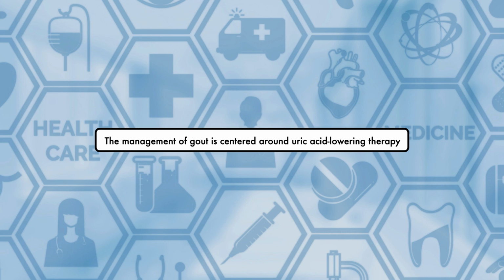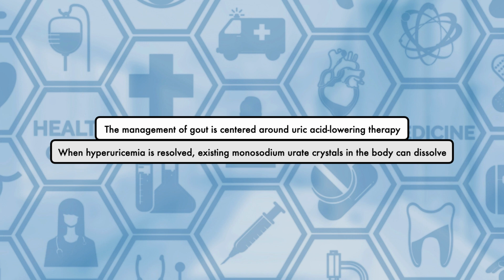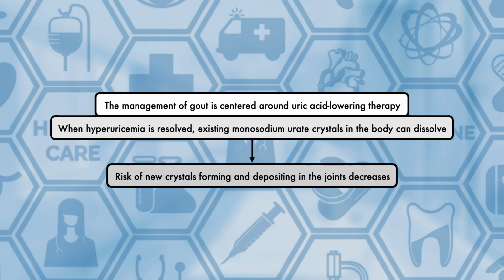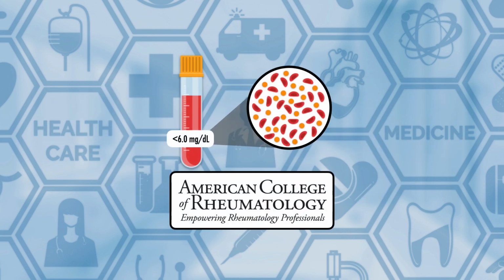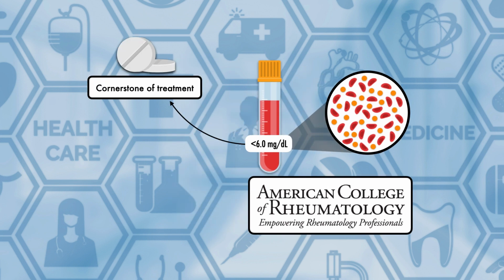Simply put, the management of gout is centered around uric acid lowering therapy. When hyperuricemia is resolved, existing monosodium urate crystals in the body can dissolve, and the risk of new crystals forming and depositing in the joints decreases. The American College of Rheumatology recommends a target uric acid concentration of less than 6 milligrams per deciliter. To achieve and maintain this level, the cornerstone of treatment is uric acid lowering medication that either limits the production of uric acid or increases the excretion of it.